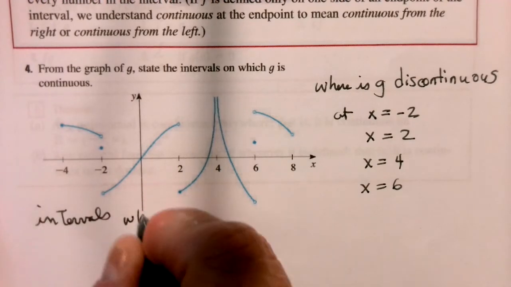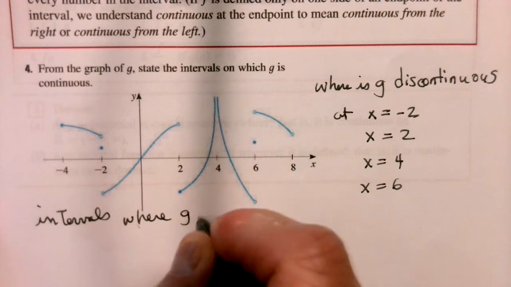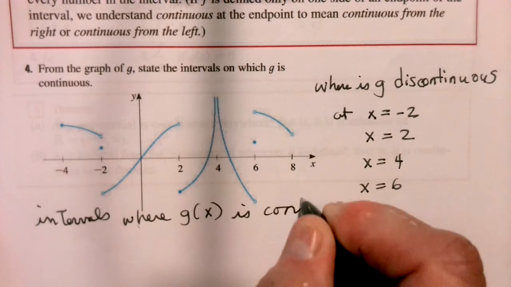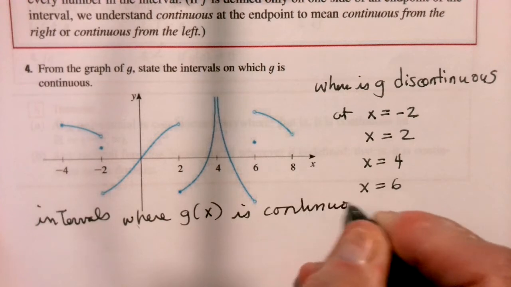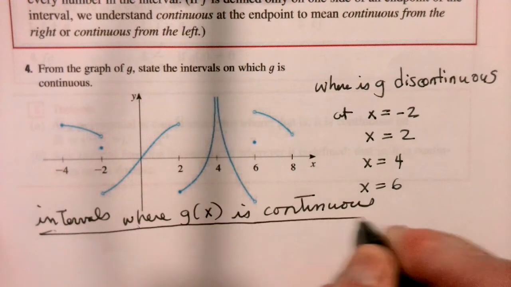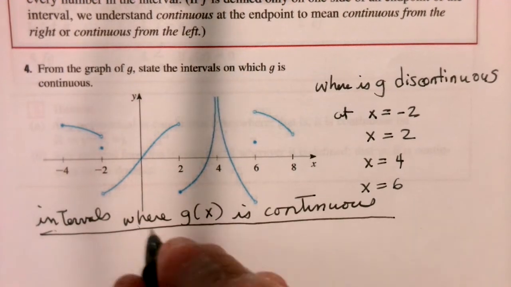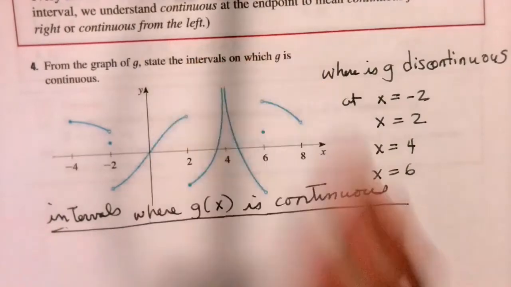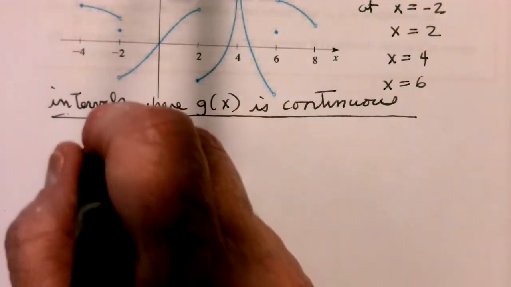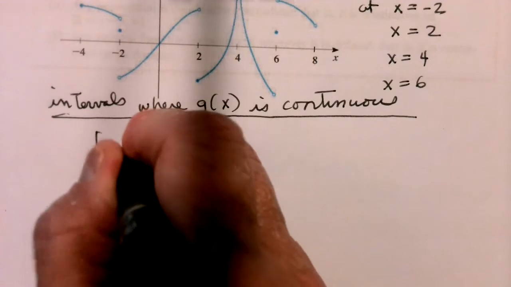Where g of x is continuous. And then I'm going to decide whether it's continuous from the left or the right and show you how to write that. Okay, so from -4 to -2.